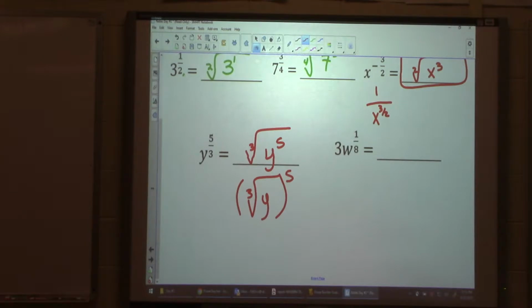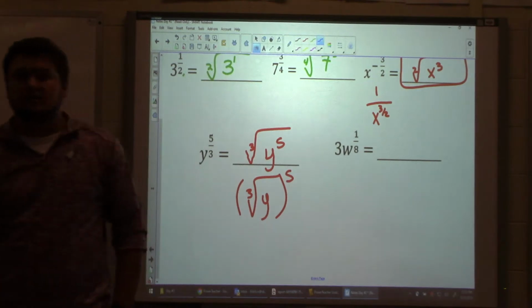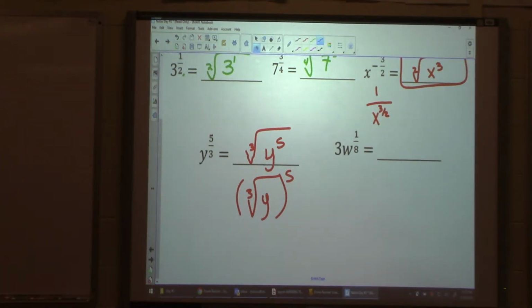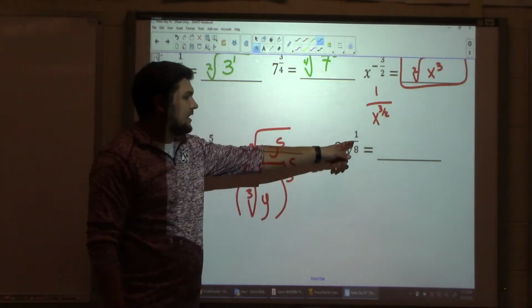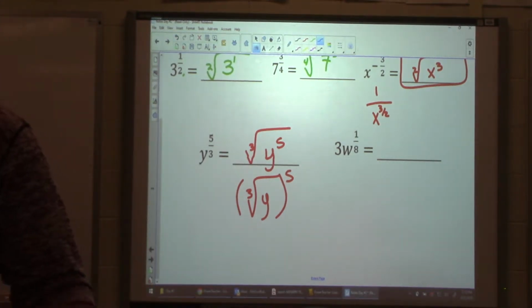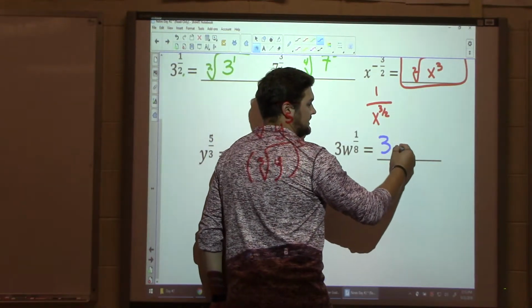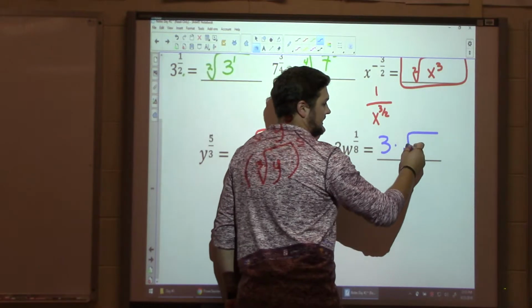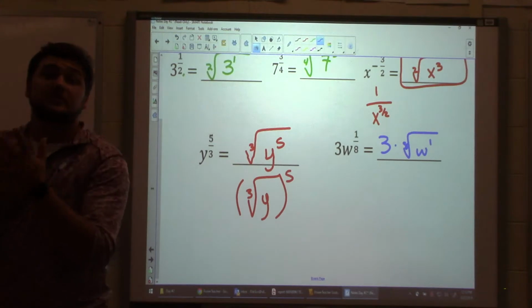Okay? Alright. What about this one? It's a little trickier. 3w to the 1/8. What do you think? Anyone have an idea? Any guess? That 1/8, that's an exponent for what? W. Does that have any bearing on the 3? No. So when I go to make this a radical, it's going to be 3 times the 8th root of w to the 1st. Right? That 1/8 only goes to the w.